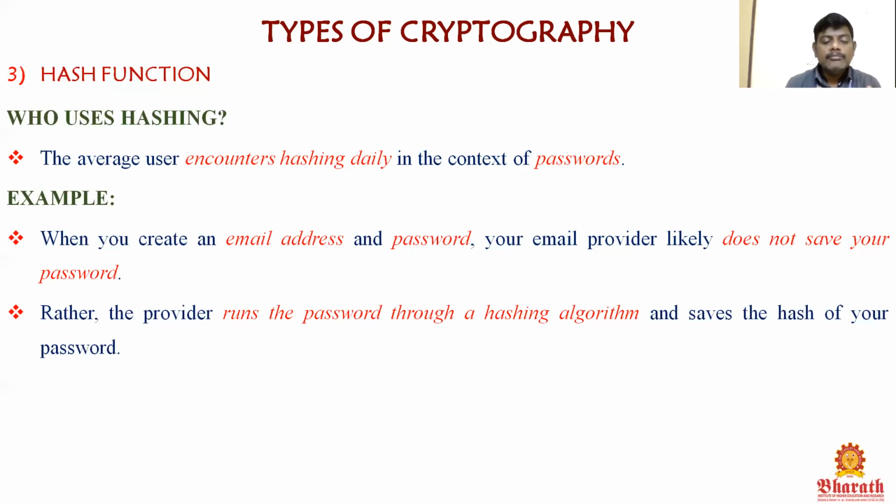So the email provider gives your password as an input to the hashing algorithm. The hashing algorithm processes it and gives the ciphertext output. That ciphertext output is stored in the database. Each and every time you give a password, it has to be converted into a hash code, a hash value. Then matching will be processed.